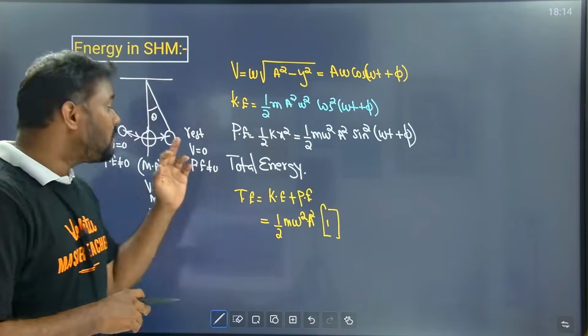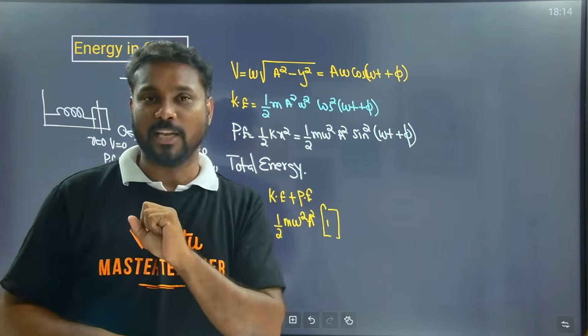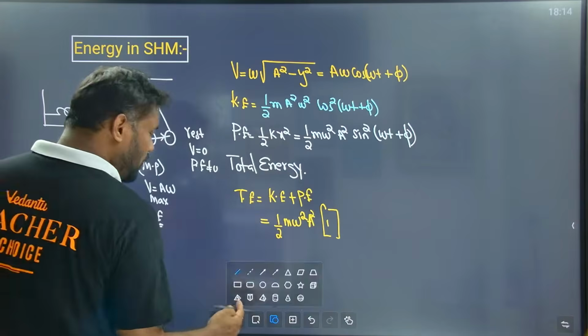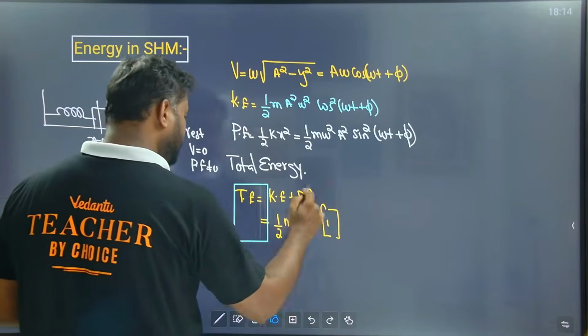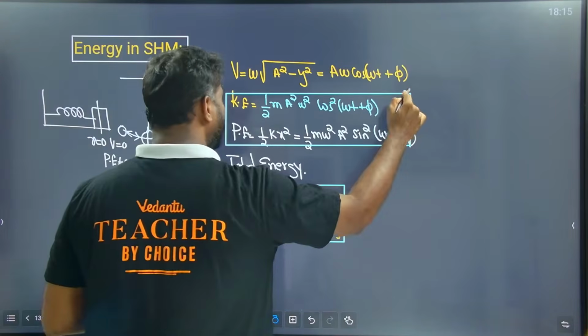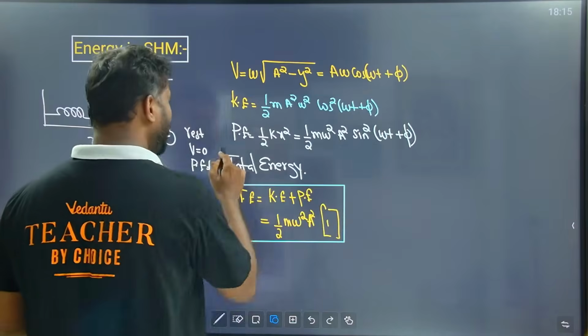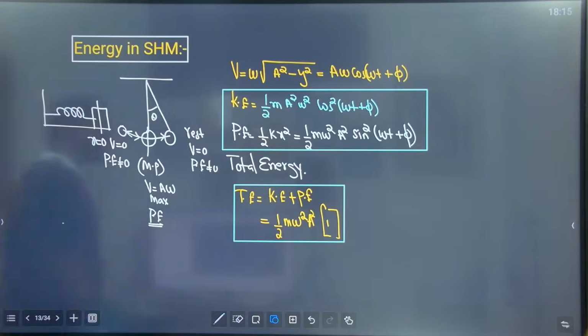But the kinetic energy is converted into potential energy. This must be known clearly. Yes or no? This is a very important idea when starting simple harmonic motion, the energy of simple harmonic motion. Clear? This is a very important idea.